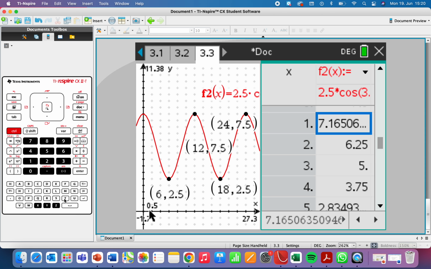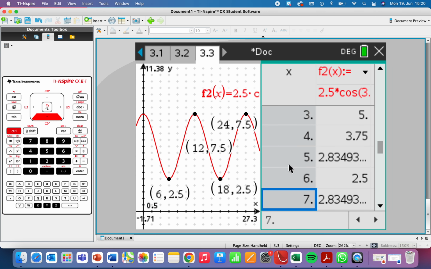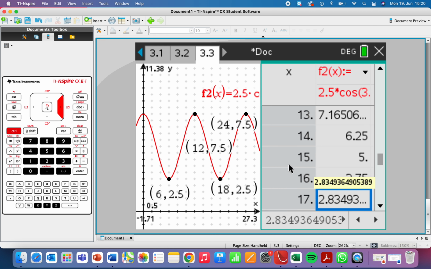Control T. We need to go to 5 p.m., which is 17 hours. Well, at 17 hours, the water depth is 2.83 meters, and the ship needs 3 meters, so it's not going to enter the harbour.